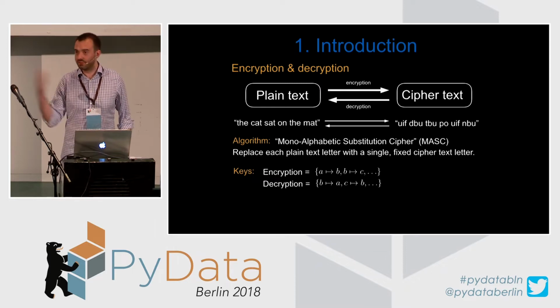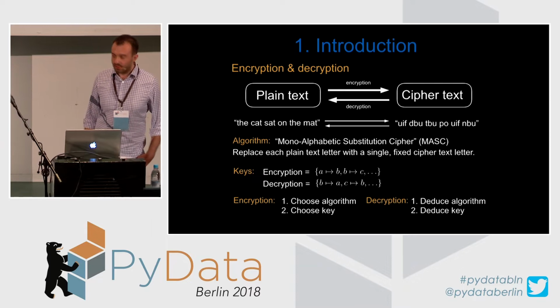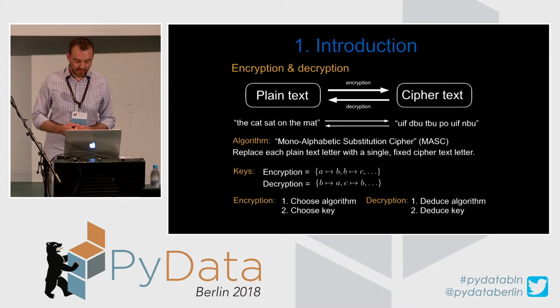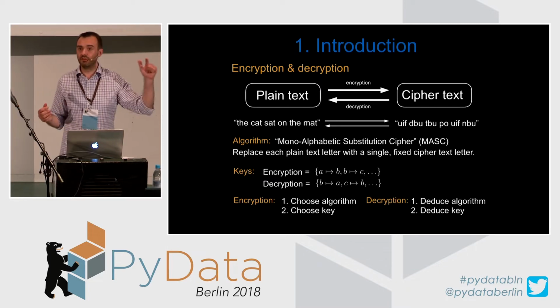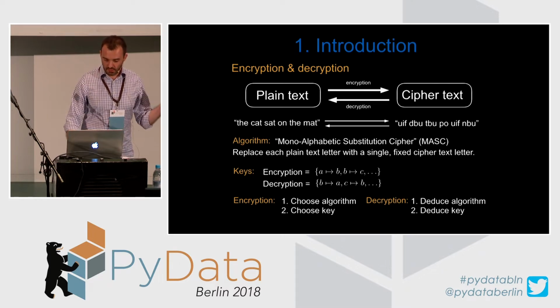They are, of course, reverses of each other. A goes to B in the encryption scheme, and then B goes back to A with decryption. So because there are two components to a cipher scheme, encrypting and decrypting involve two choices in general. You've got to choose your algorithm, then choose your key, or deduce those if you're going in reverse.